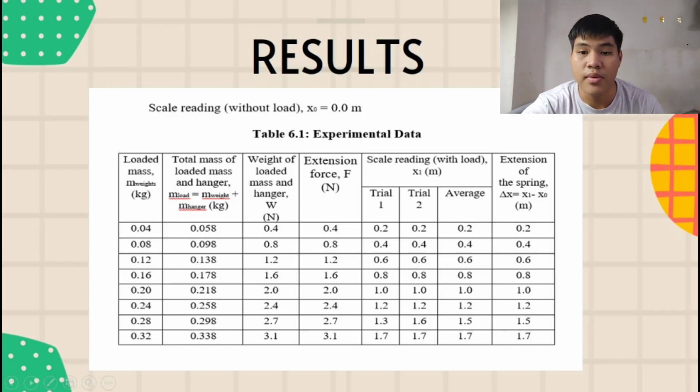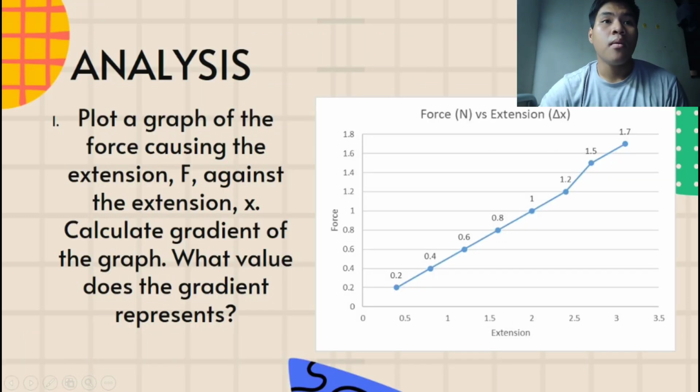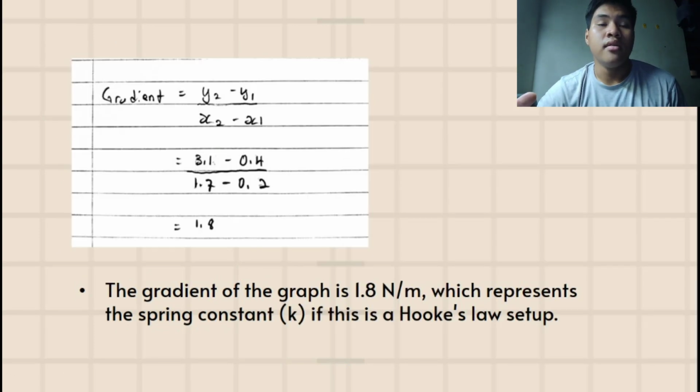The result for the Hooke's law experiment we recorded in this table. As you can see, this is all the data we recorded. Analysis number 1. Plot a graph of the force causing the extension F against the extension X. Calculate the gradient of the graph and state what value the gradient represents. This is the graph that we got from the experiment, and the gradient is equal to 1.8. The gradient of the graph represents the spring constant.